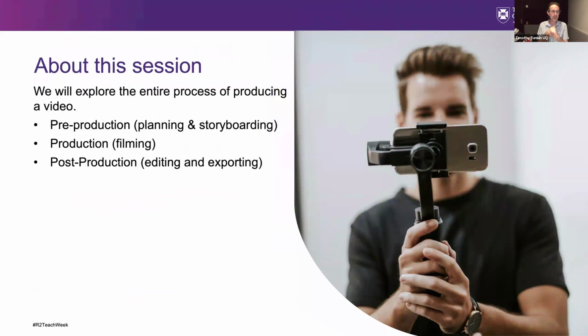All right, so today we're going to talk about the entire production process for producing a video. So when we talk about the production process, we're talking about pre-production, production, and post-production. So that's planning and storyboarding, then onto filming, and then onto editing and exporting.